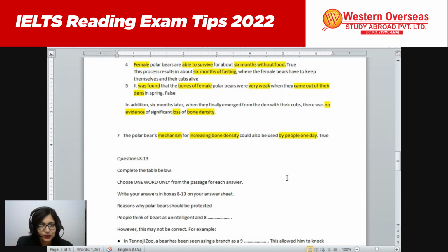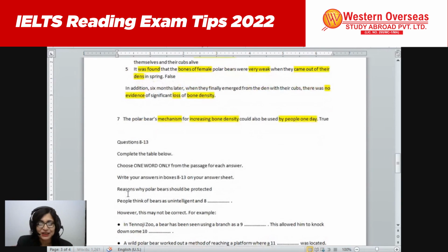Correct. So candidates, this is a way how we can find out our answers by looking at the keywords, by looking at the meanings, by looking at some contextual meanings, by looking at the missing information. Now, questions 8 to 13 of the same passage are fill in the blanks. Candidates, so far in true false we search for contradiction, do paraphrasing, and check sentence structures for missing information.